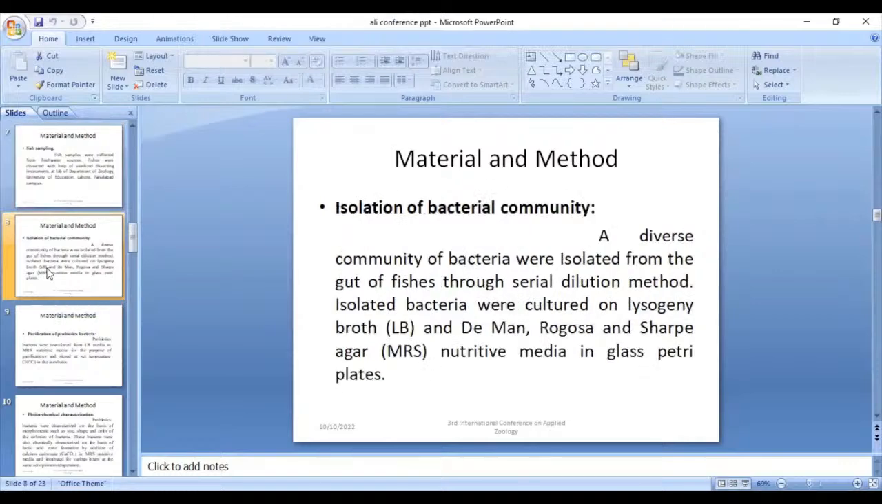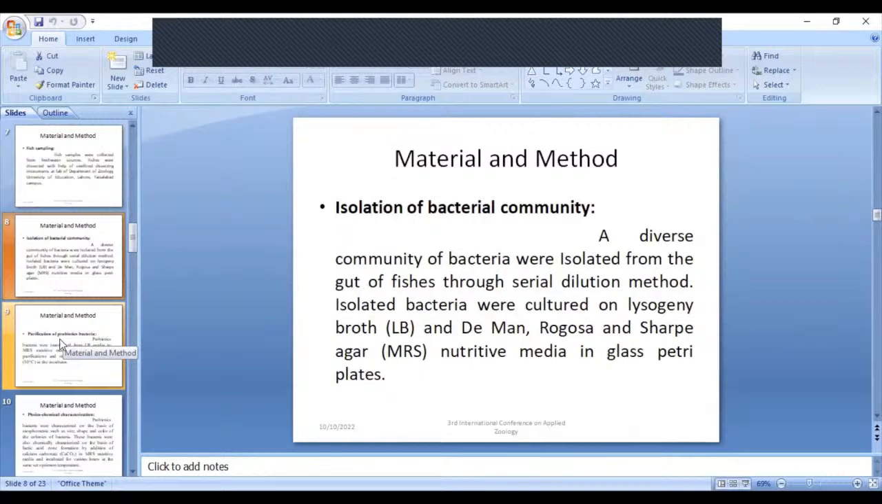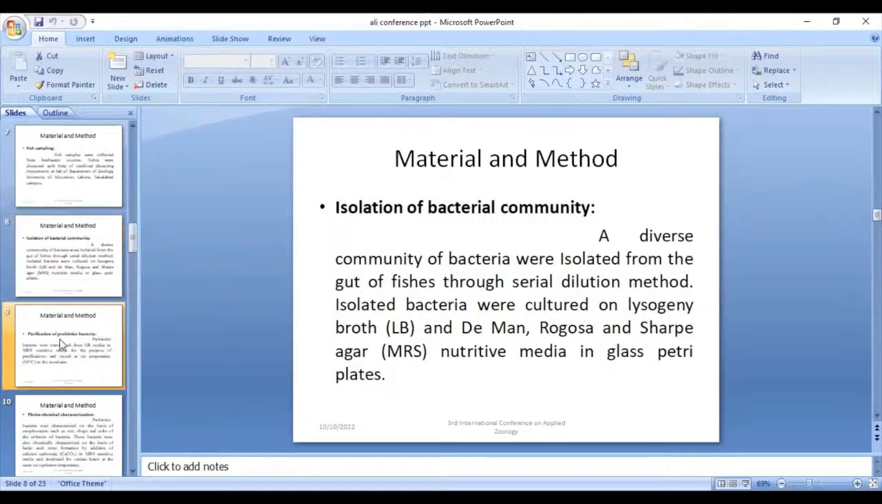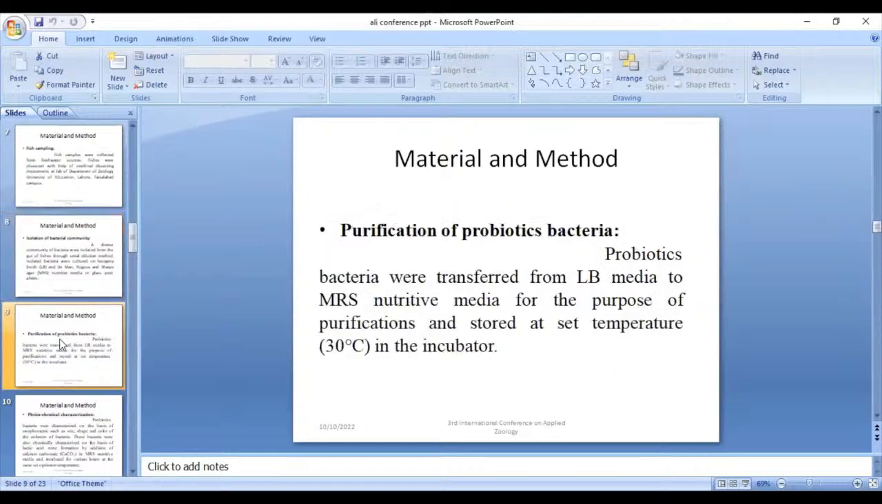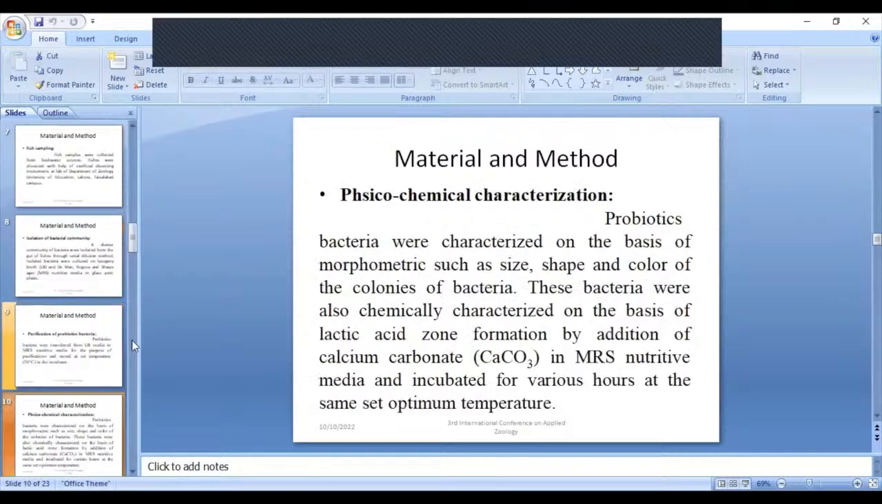Isolation of bacterial community. A diverse community of bacteria was isolated from the gut of fishes through the serial dilution method. Isolated bacteria were cultured on lysogeny broth and De Man, Rogosa and Sharpe agar nutrient media in glass petri dishes. Probiotic bacteria were transferred from LB media to MRS nutrient media for the purpose of purification and stored at a temperature of 30 degrees centigrade in the incubator.